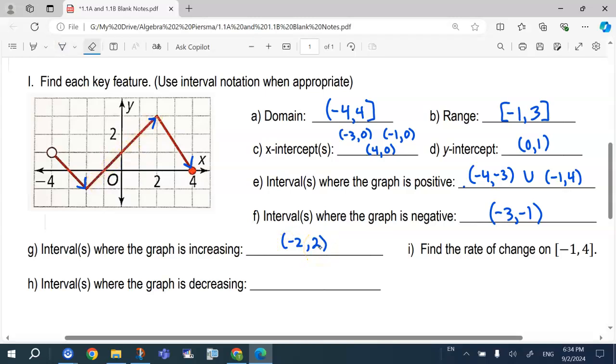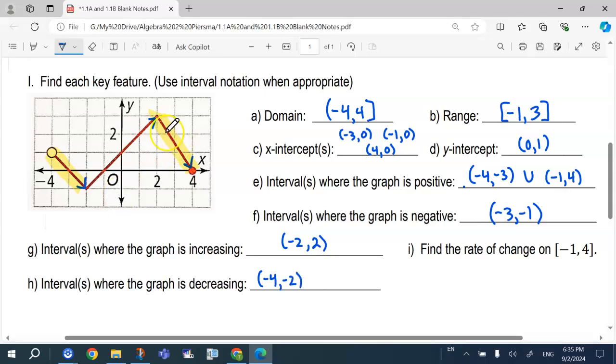Next, I want to record when the graph is decreasing. Well, this is happening twice. I'm decreasing on this leg of the journey. As I go from left to right, I'm going down, and again, I'm going down over here from left to right. We want to record the x value, so the x value here is -4, and the x value here is -2. So I'm decreasing from -4 to -2.